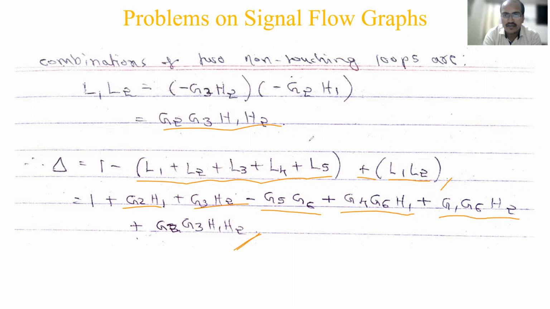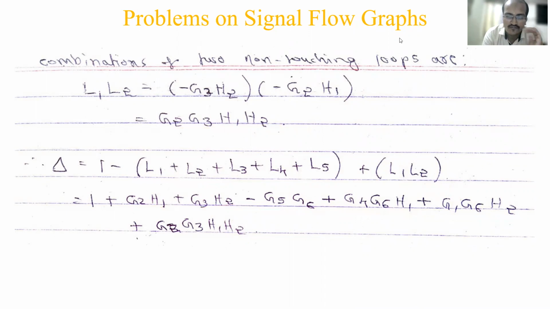Now we have to determine delta 1, delta 2, delta 3, delta 4, because 4 paths are there. Accordingly, you have to find delta 1, delta 2, delta 3, delta 4. So first path, which is the non-touching loop. Second path, which is the non-touching loop. Okay, like that we have to determine.